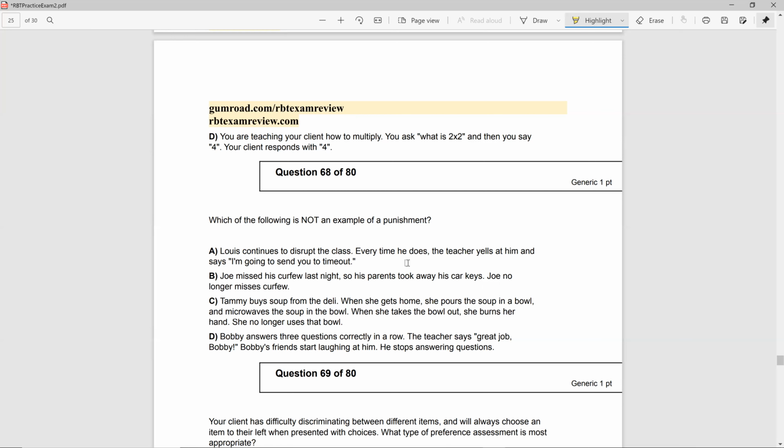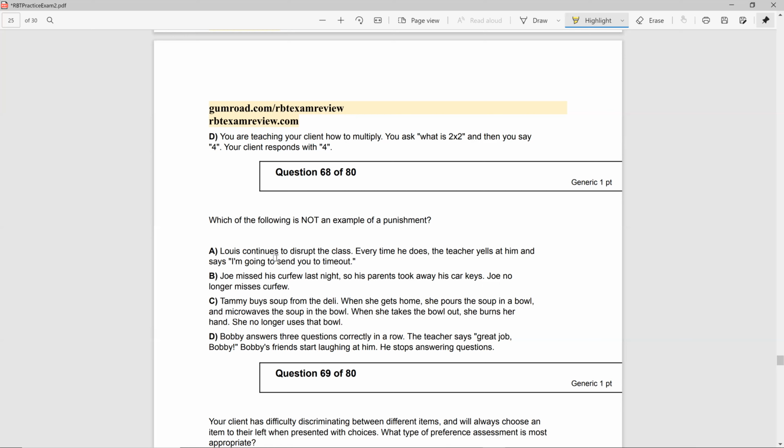So he's disrupting the class. Every time he does, the teacher yells at him and says, I'm going to send you to timeout. Does the teacher send him to timeout? Does she not? Does the behavior change? Okay. There's no way to be sure, right? To me, it looks like a threat. There's no indication of the behavior changing. Therefore, it can't be punishment.